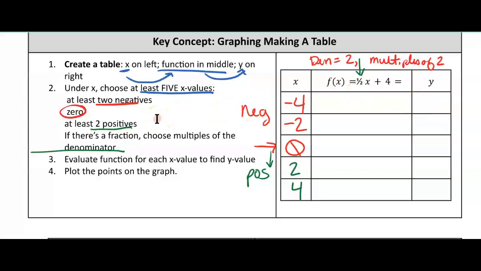All right. So we've chosen our x values. Then we're going to go on to step number 3, which is to evaluate the function. Here's my function in the middle. That's my equation, my function, for each x value in order to find the y value.